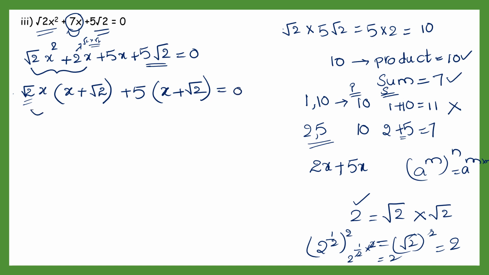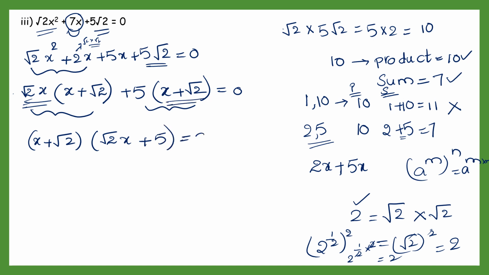Now this is one term and this is another term. What is common? X plus root 2 is common. X plus root 2 came outside from the first term. What is left? Root 2x is left. Root 2x plus, in the second term x plus root 2 came outside. So what is left? 5 is left is equal to 0. These are the factors. We need to find roots.